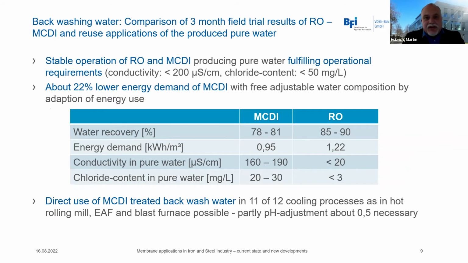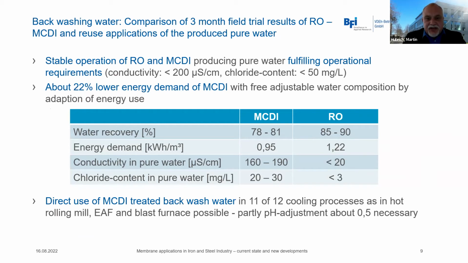So after 3 months of field trials of both plants, reverse osmosis and MCDI, we can consider that the MCDI had a 22% lower energy demand than the reverse osmosis. And the water recovery rates were in the same range. For MCDI, it's about 80%. For reverse osmosis, it was about 85 to 90%.